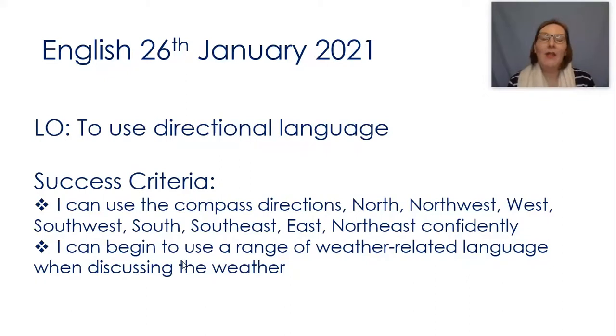Today we're going to be thinking about using directional language, and to be successful in this we're going to be able to use the compass directions of north, northwest, west, southwest, south, southeast, east and northeast confidently. Okay, we're going to be talking through those, and I know we looked at this a little bit in our geography lesson last week, didn't we? But we're really going to be thinking about those directions because we're going to need that towards the end of the week when we create our weather report.